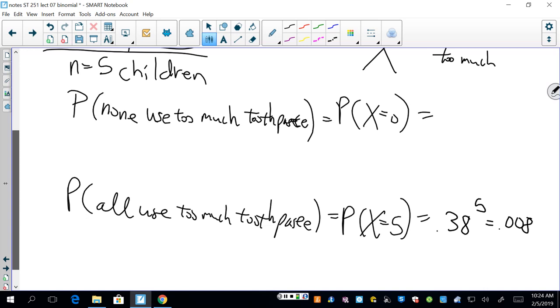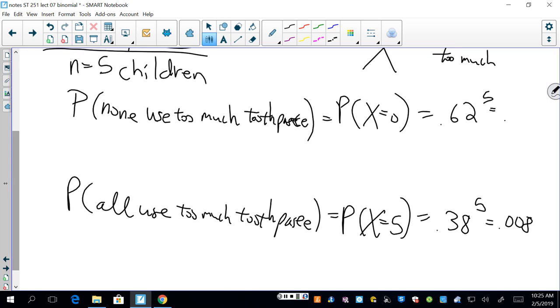How about the other extreme, that no children use too much toothpaste? Would it be, sorry, math would be 0.62 to the fifth. Yeah, that's 0.62 to the fifth, right? And that one is 0.092. That's a little more common. You have 9% of your sample of 5 don't have it. Right? Now the other ones, X could be 1, 2, 3, or 4.